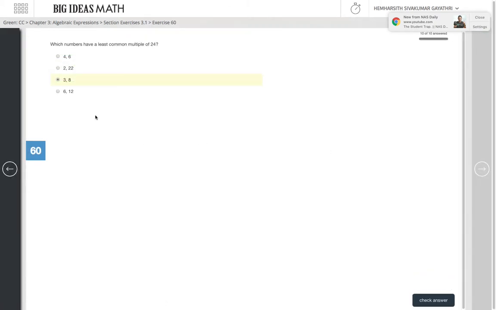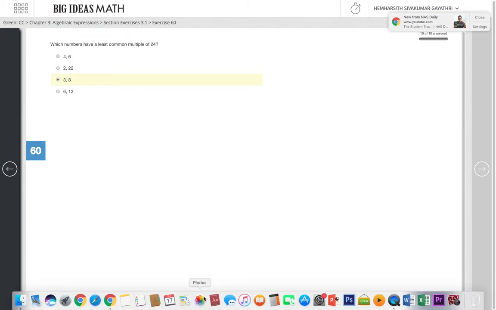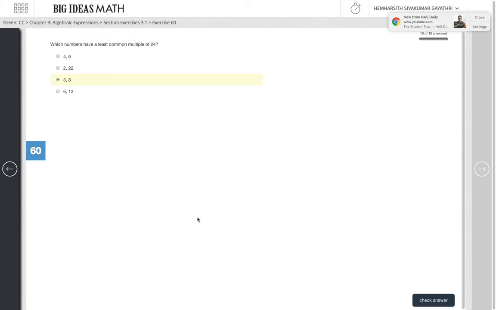So let's see, there's the last one. Which number has the least common multiple? The least common multiple is 24. 4 times 6 is 24, 2 times 12 is 24, 3 times 8 is 24, 6 times 4 is 24. So when there's all of this, 4 and 6 are smaller than these two, and this is smaller than that. So let's check answer, and I got it correct.